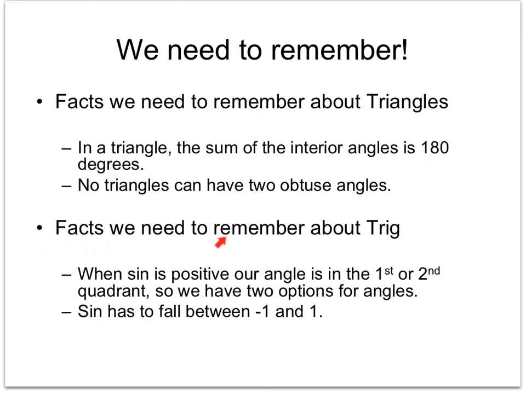Now, what do we need to remember about trig? When sine is positive, our angle is in the first or second quadrant. So we have two options for angles. This right here is what we're going to talk about with that ambiguous case. And sine has to fall between -1 and 1. Remember, the radius of the unit circle is equal to 1, so our trig values are not going to be larger than that. The negative just tells us direction, so we just look at the absolute value. Okay, so those are little pieces that we need to remember when we're dealing with this ambiguous case.